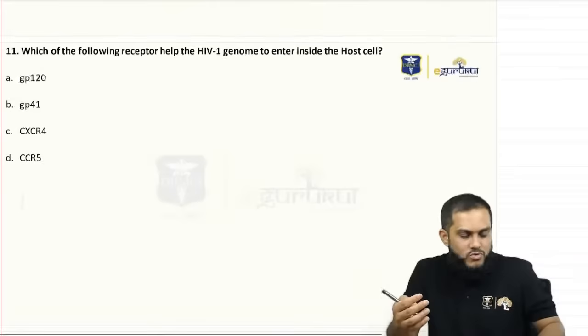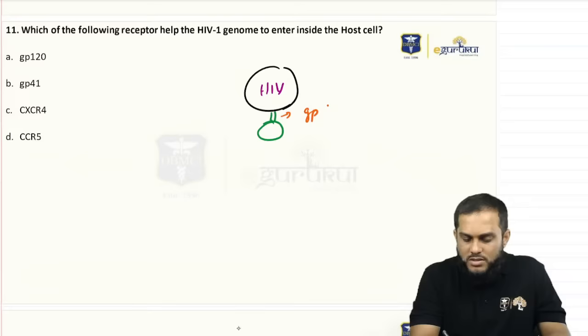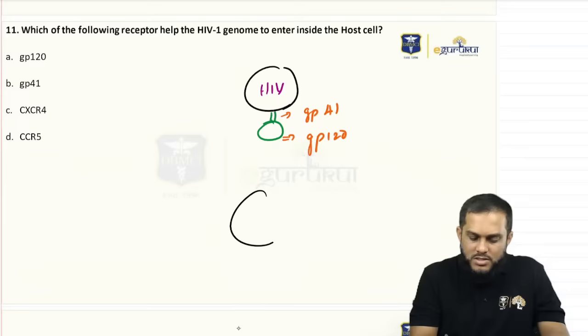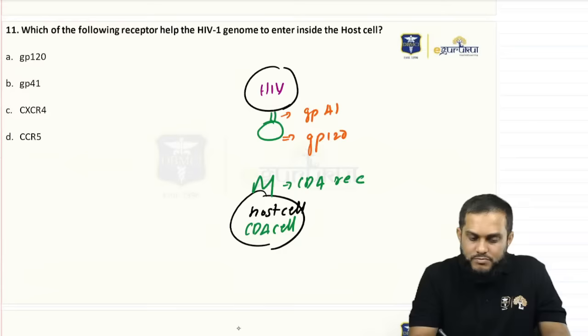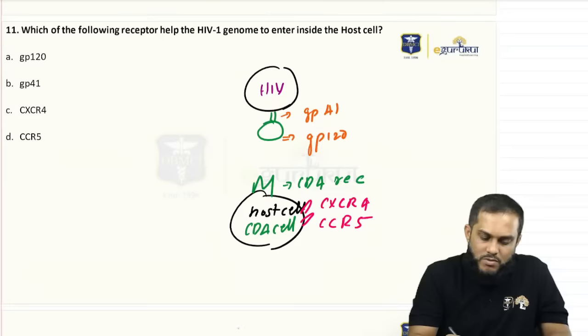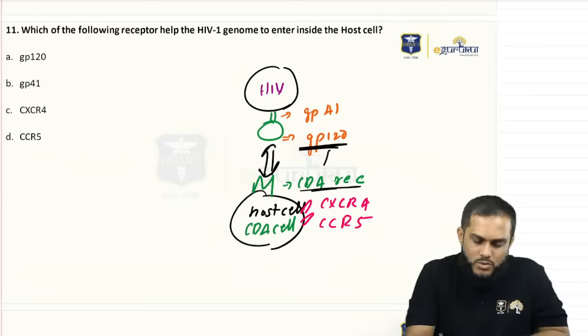Question number 11. Which of the following receptors helps the HIV genome to enter inside the cell? If you take the HIV virus, this is the receptor of the HIV virus. This is the GP41 receptor. This is the GP120 receptor. This is the host cell, that is our cell, the CD4 cell. The CD4 cell contains the CD4 receptor, and there are two co-receptors, CXCR4 and CCR5. Now the HIV virus will bind to the CD4 receptor, and the receptor binding is GP120 with the CD4 receptor. So GP120 binds to the CD4 receptor, and it also binds to CXCR4 and CCR5.